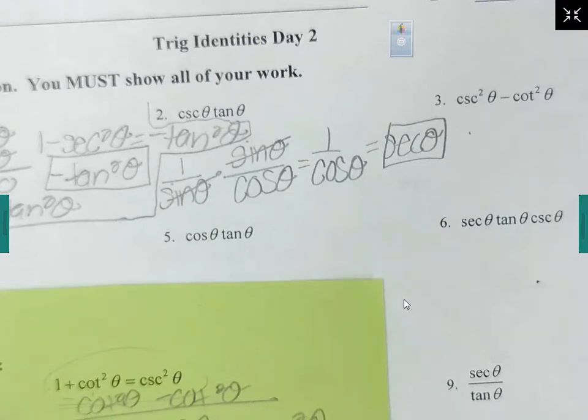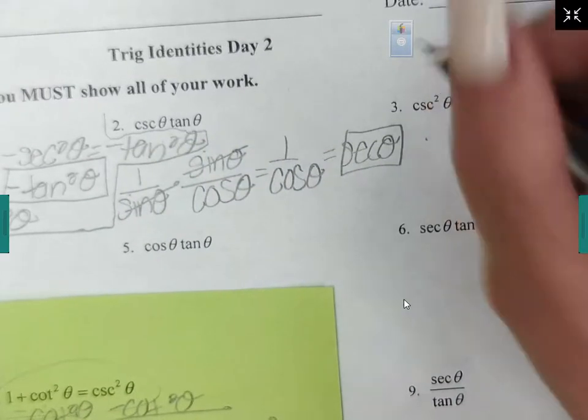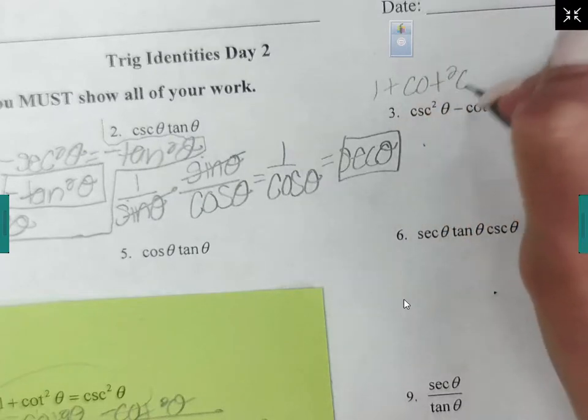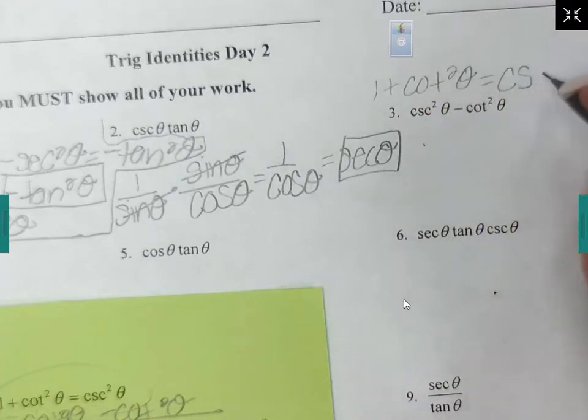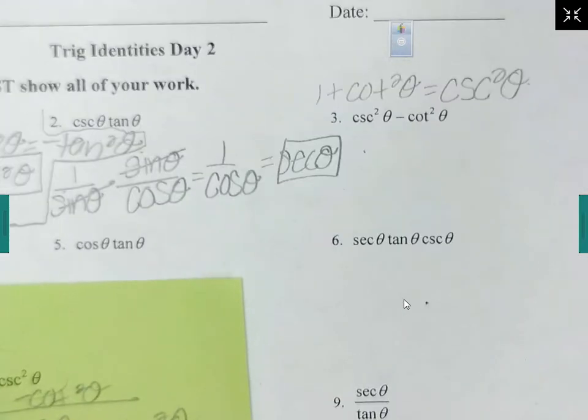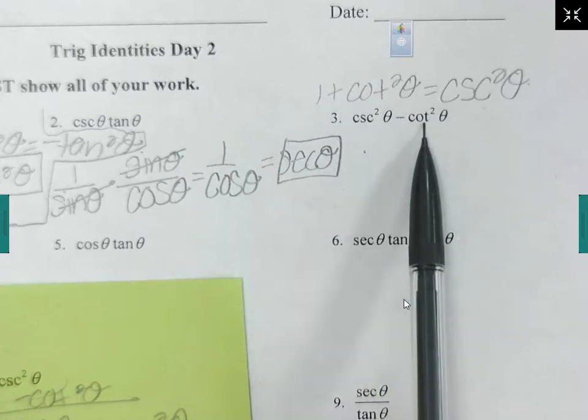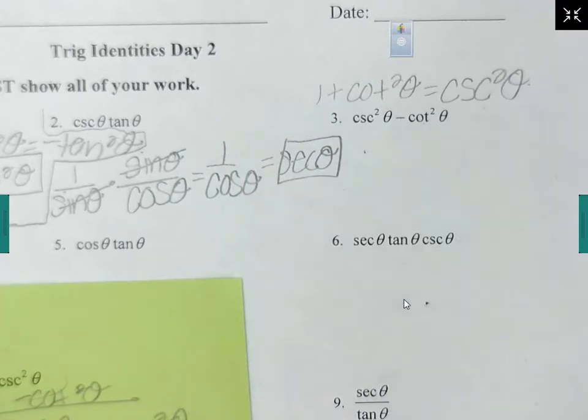Pythagorean identity, right? And you said the third Pythagorean identity? The third Pythagorean identity states that 1 plus the cotangent squared of theta is equal to the cosecant squared of theta, which means we want to rearrange this so we get the cosecant squared of theta minus cotangent squared of theta. How could we do that?